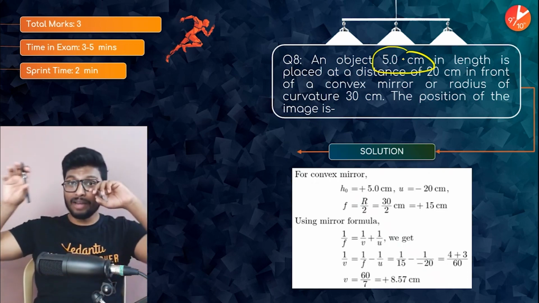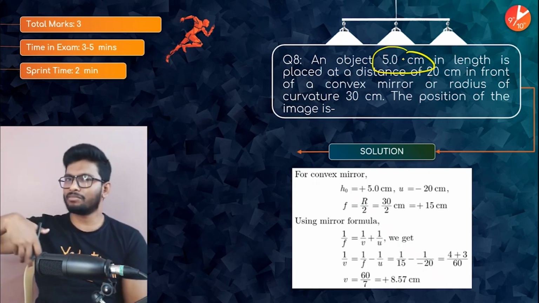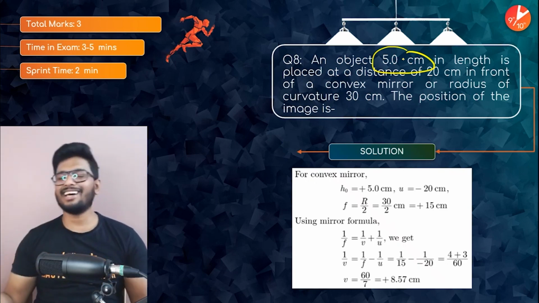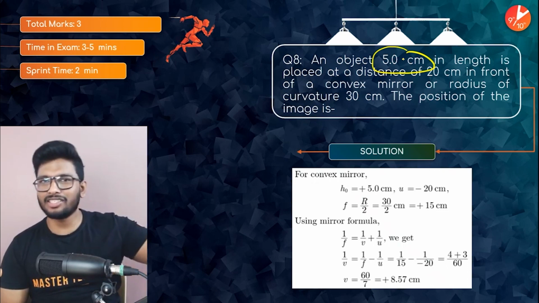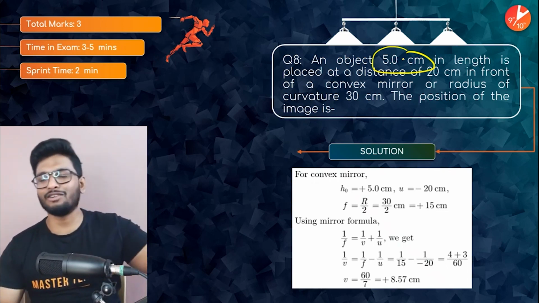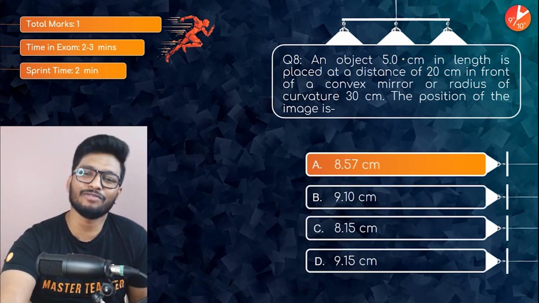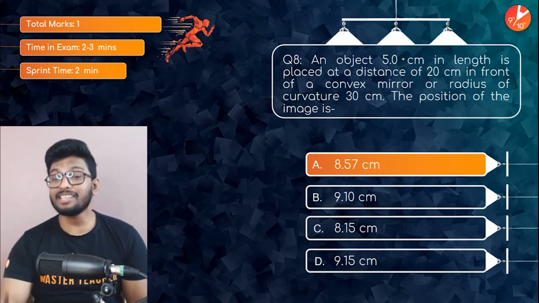If in the question they had mentioned, figure out the magnification or something like that, then you could have used it. Here, there is nothing like that asked. They are just asking for the image position. So just find out V and get the answer. 8.57 centimeters. And again, it's plus 8.57.